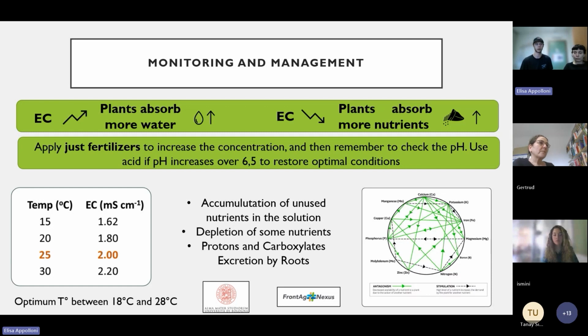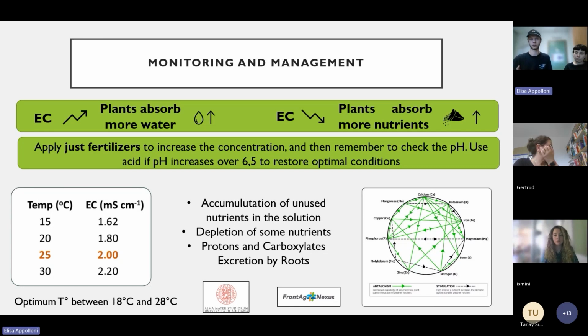Another important factor is that the electroconductivity is dependent on temperature. So if our nutrient solution is very hot, the value of electroconductivity may be increased with respect to the one that we measure during the night when it's colder, for example. This is normal. So we suggest trying to maintain the nutrient solution temperature between 18 and 28 degrees Celsius.